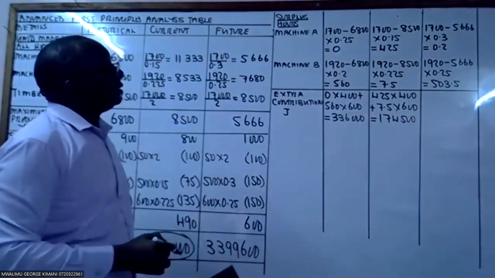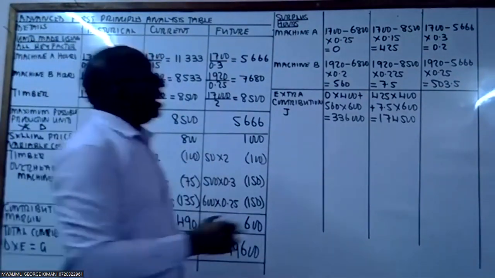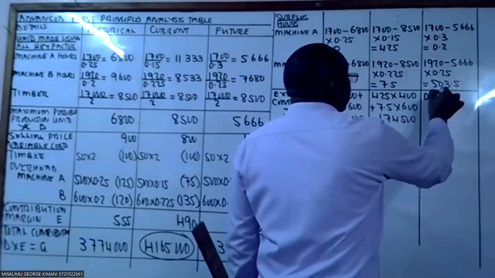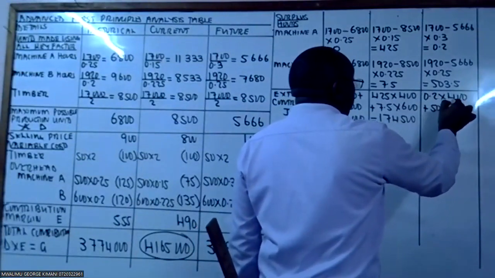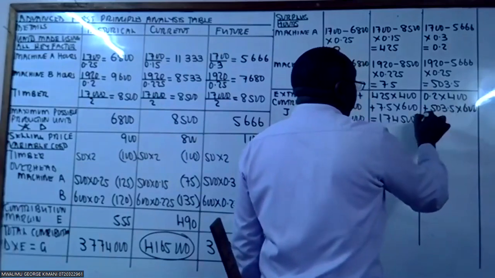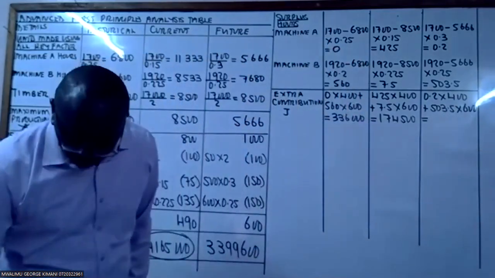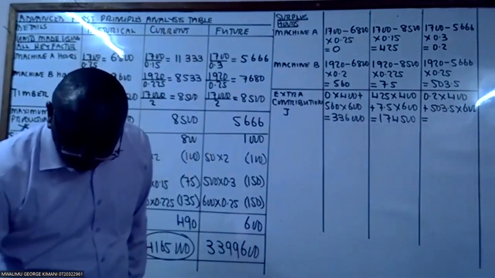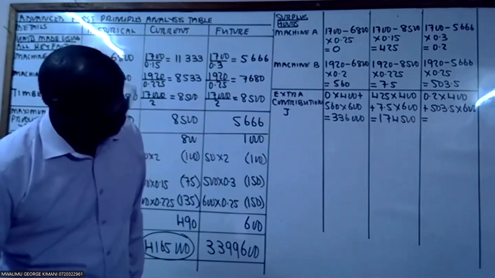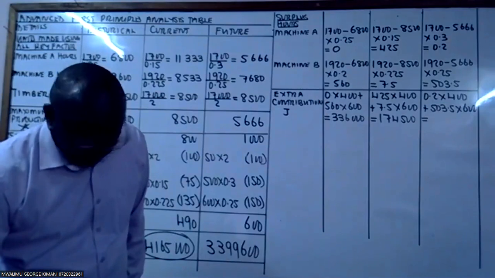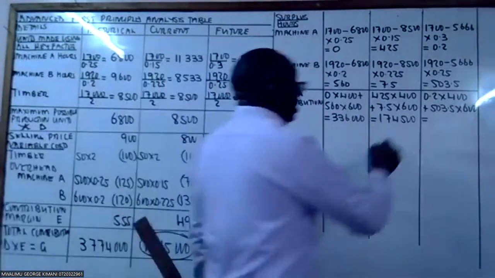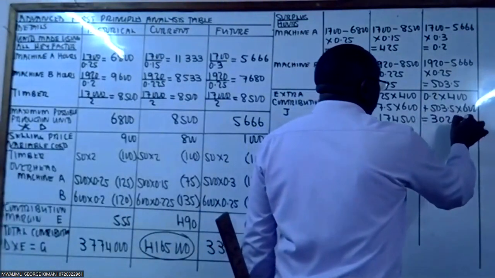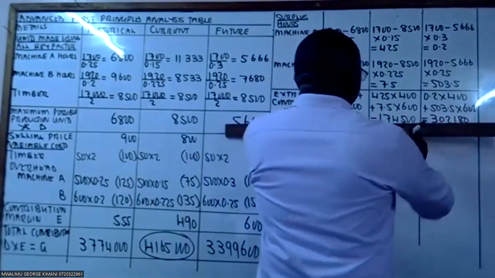Tukikuja kwa the last one, we have 0.2 hours, each giving us 400, plus 503.5, each giving us 600. So you'll say 0.2 times 400 plus 0.5 times 600. 302,180. So that is the extra contribution.